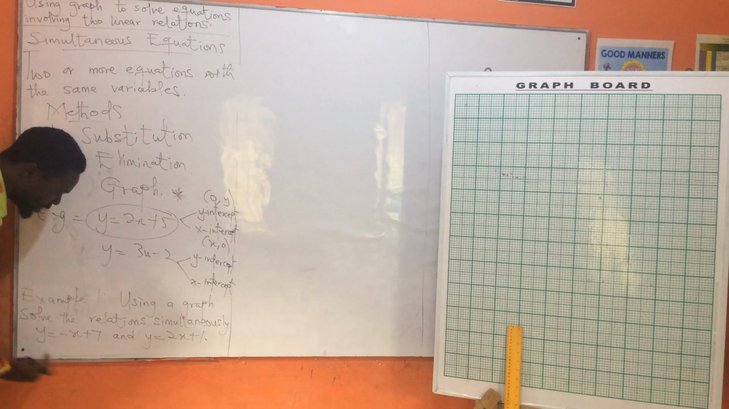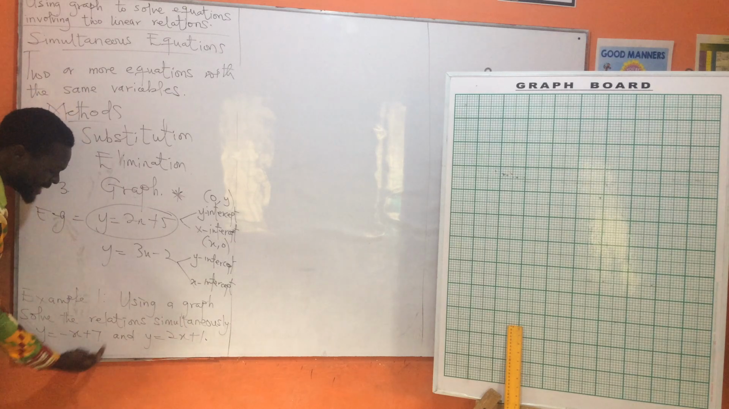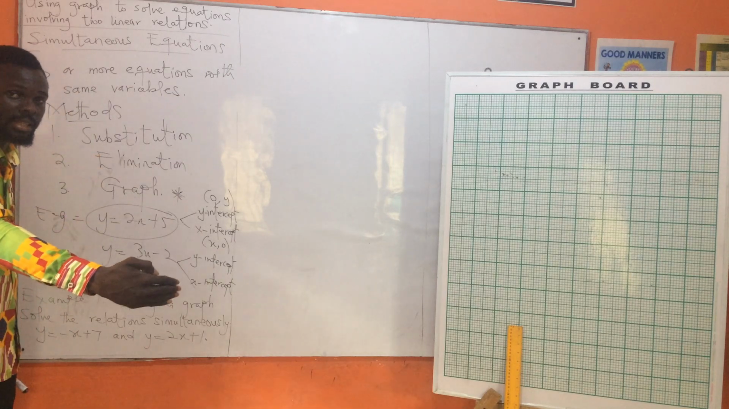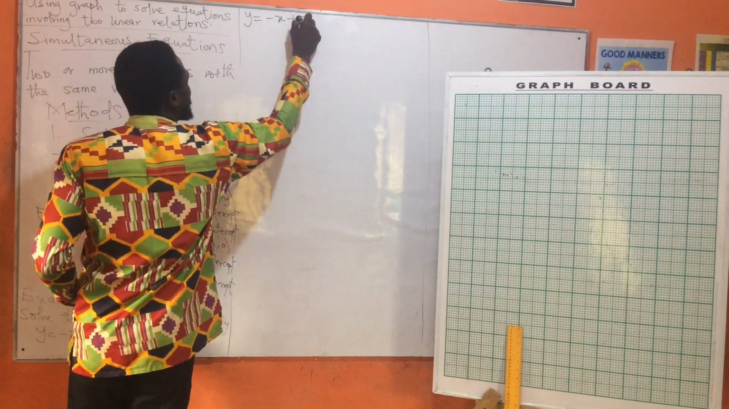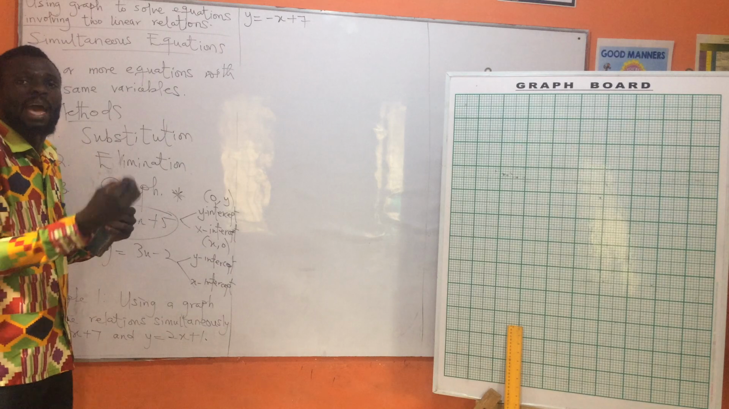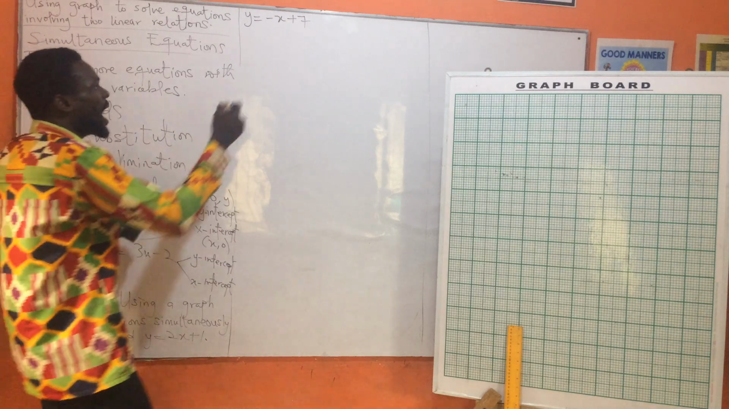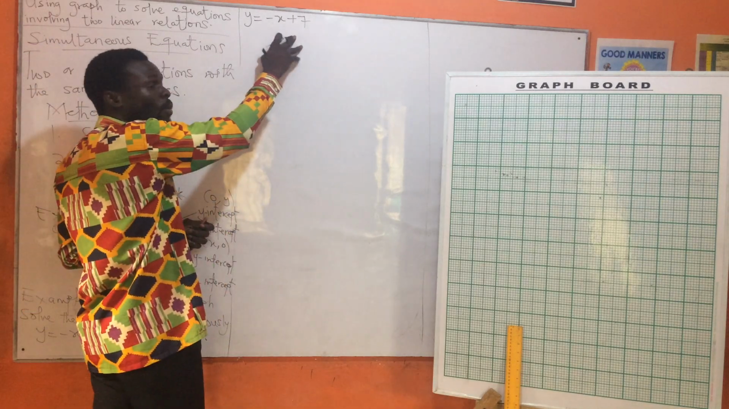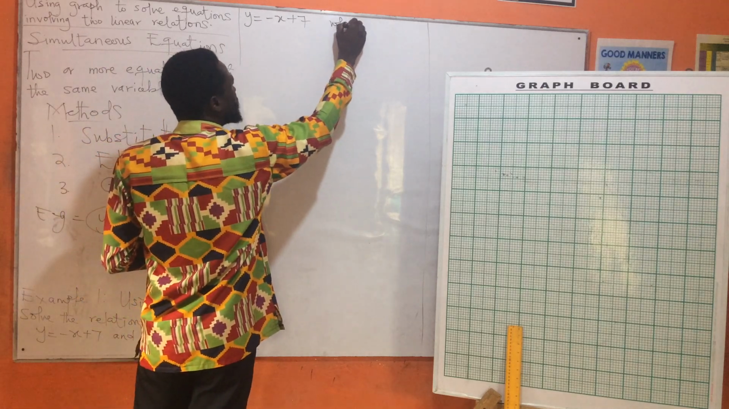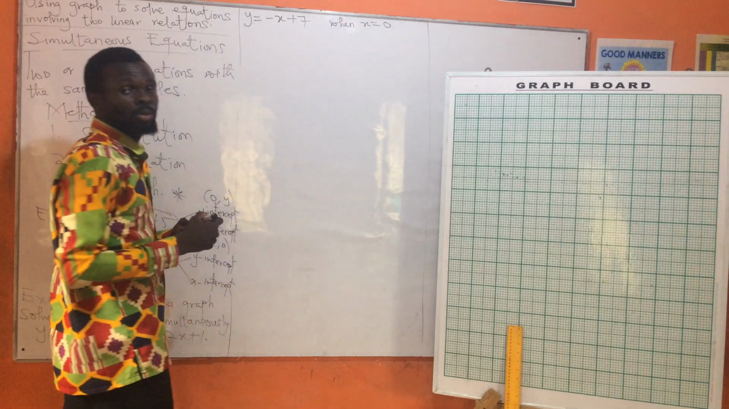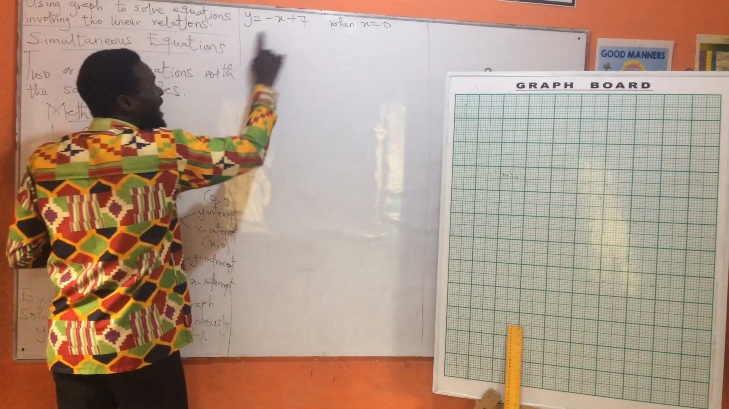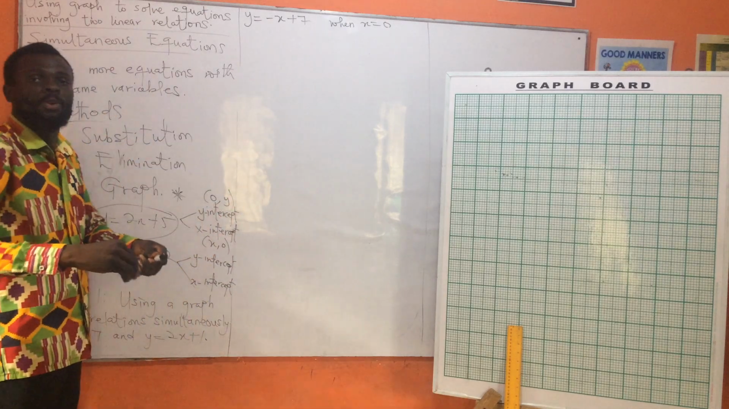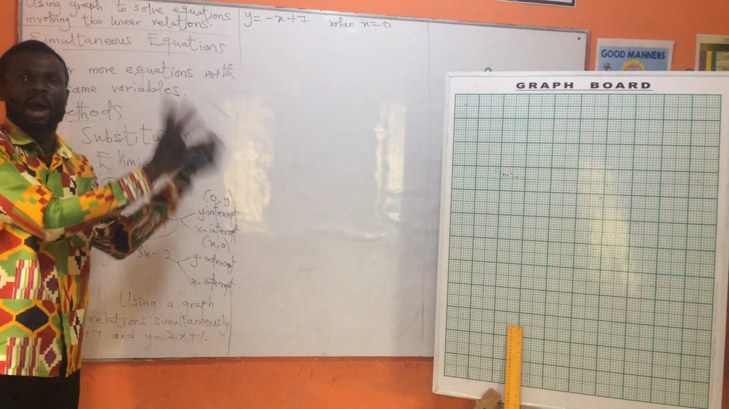So let's take the first equation. With the first equation, I need 2 points, as explained: my x-intercept and my y-intercept. The first equation given is y is equal to minus x plus 7. If I want the y-intercept, then x should be equal to 0. So when x is equal to 0, we are going to substitute x equals 0 in the equation so that we can solve for the y-intercept to get 1 point.